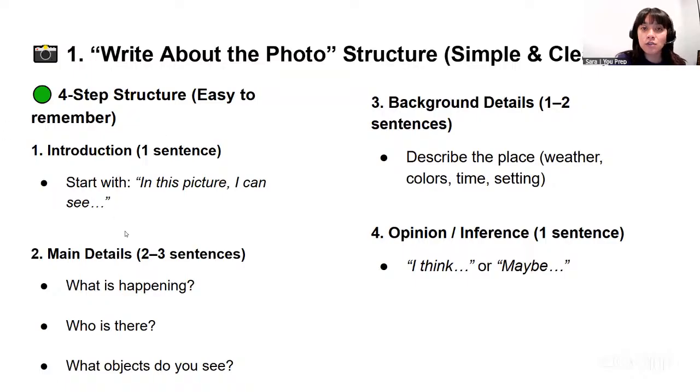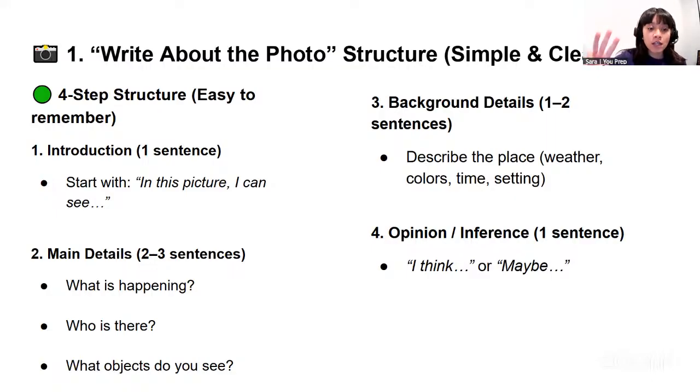So we give an introduction. This is the statement, a general overview about this picture. We can use things like, in this picture, I can see, and then we say what we see in this picture. Then we have these main details. First, what is happening in the picture? What is going on in the picture? Two, who is there? Is there a person? Is there a dog? Is there a tree? Is there a building? So we need to know what we are describing.